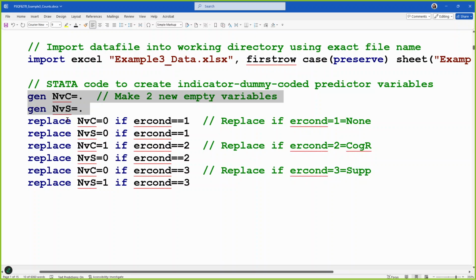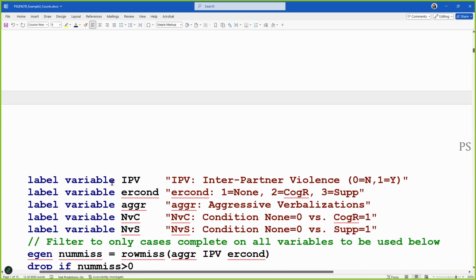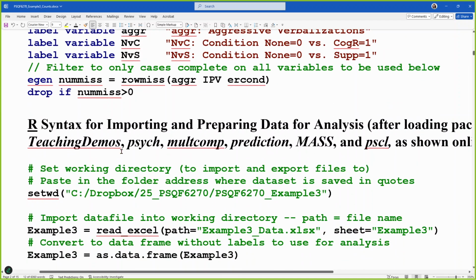So I'm setting up the control group as the reference, and then the slopes are going to tell me about each other group relative to that. So the control group is group 1. They get 0s in both spots. The cognitive reappraisal group gets a 1 in the first one and a 0 in the second. And the suppression group gets a 1 in the second one. So this is standard indicator dummy coding against a common reference group. There's some labels, filtering to make sure we have complete data.